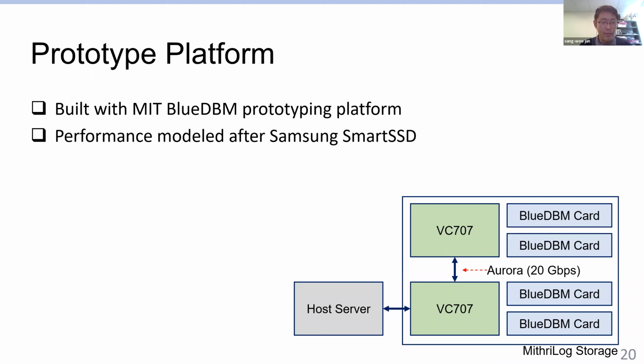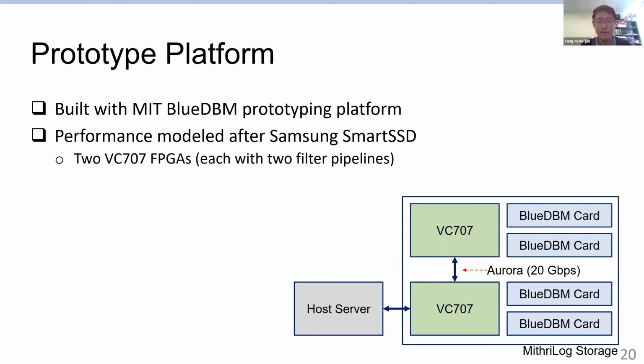So the prototype platform which we implemented our system on was actually the MIT Blue DBM prototyping platform, which I was a big part of when developing. Our initial goal was to deploy this onto the Samsung SmartSSD, but at the time when we were doing this project, we didn't have the toolchain set up correctly yet. So at this time, we went with the system that we knew how to use. And we modeled the performance of the Blue DBM-based platform onto the Samsung SmartSSD performance characteristics.